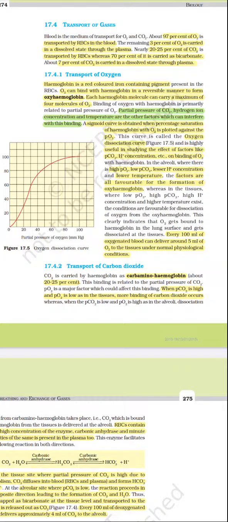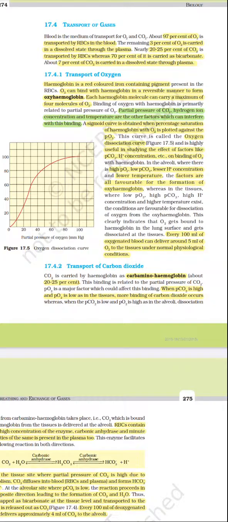In the tissue, where lower partial pressure of oxygen, higher partial pressure of carbon dioxide, higher H plus concentration, and higher temperature exist, the conditions are favorable for dissociation of oxygen from the oxyhemoglobin. This clearly indicates that O2 gets bound to hemoglobin at the lung surface and gets dissociated at the tissue.